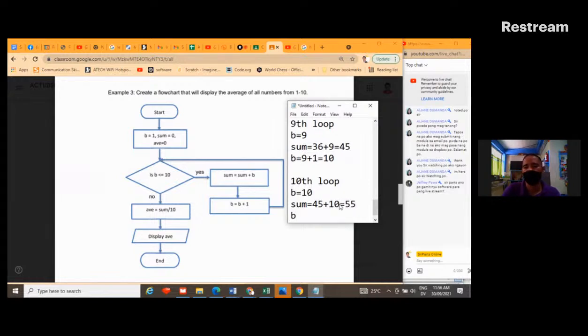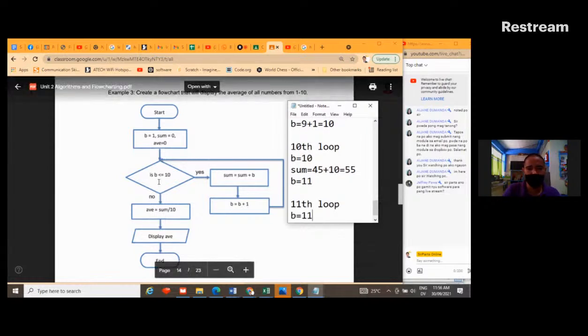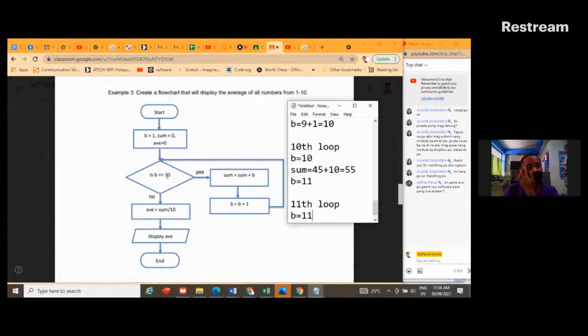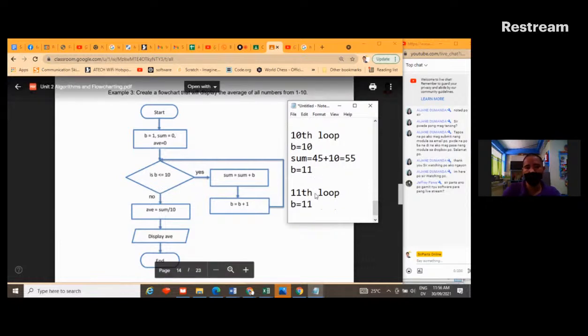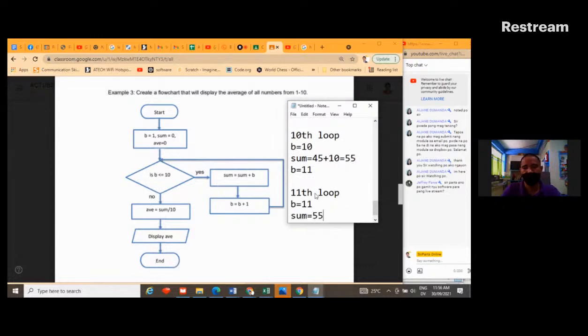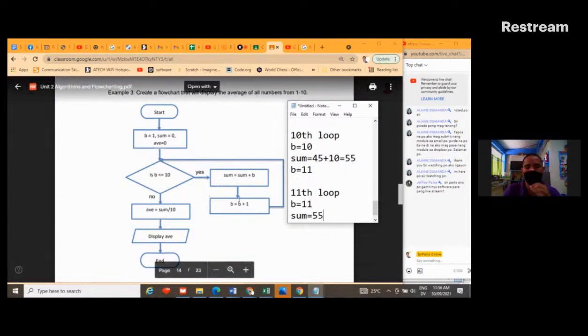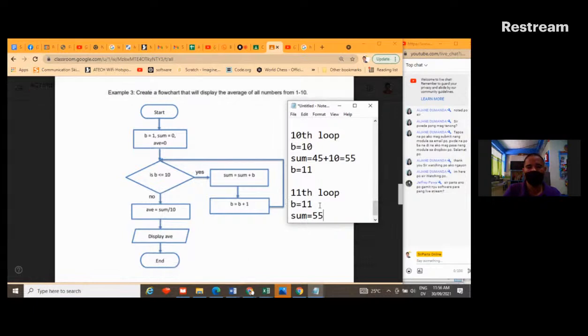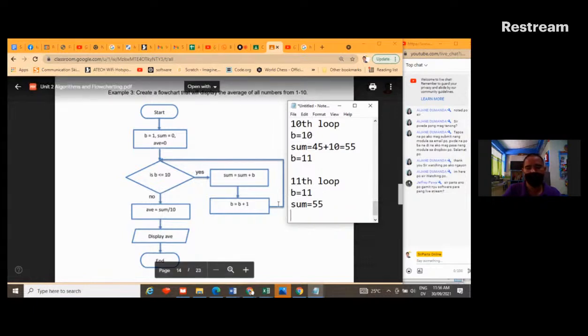So b equals 11. So on the 11th loop, b equals 11. Is 11 less than or equal to 10? So that's no, so it will go here. It will no longer go here. So our sum is already 55.